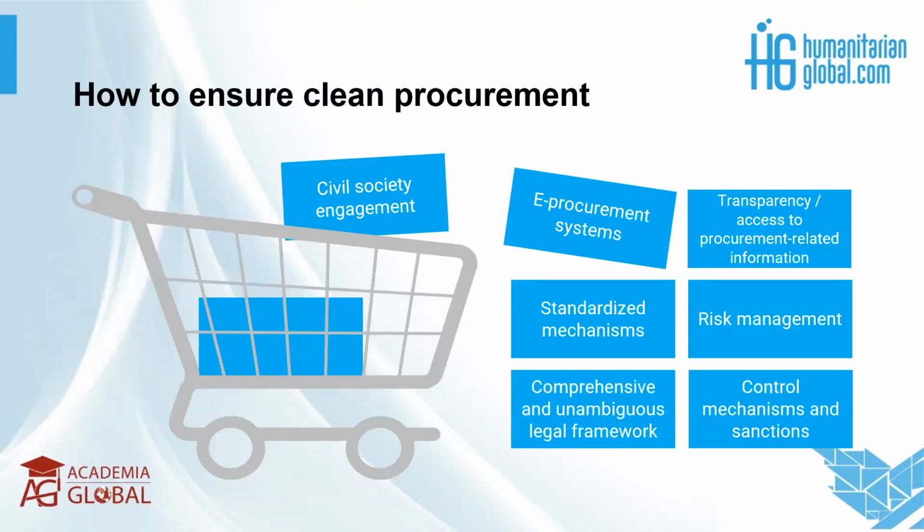How do we ensure that we have clean procurement in our organization? The first one is civil society engagement, just engaging the people in the process. The second one that I talked about is an e-procurement system, ensuring that we move to e-procurement to be able to have visibility and transparency in our system.